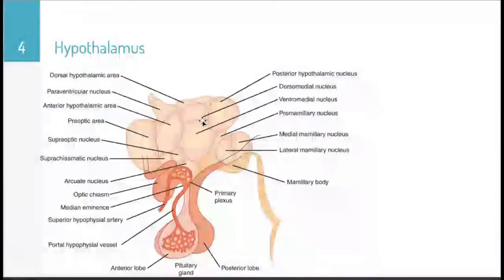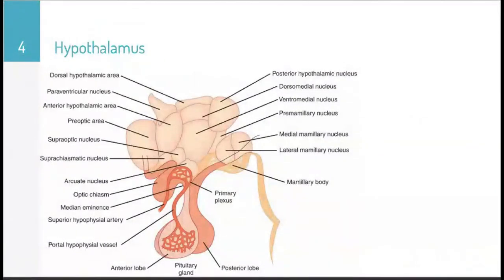The middle part of your hypothalamus is also known as the tuberal region, above this tube-like structure, the infundibulum. And the main nuclei that you need to know here would be the ventromedial and the arcuate nuclei. So right here, you have your ventromedial, and your arcuate nucleus is right here. Next, you have the posterior, also known as the mammillary region, and that makes sense again because it's right above your mammillary body. You have your medial mammillary nucleus and your lateral mammillary nucleus, and your posterior hypothalamic nuclei.